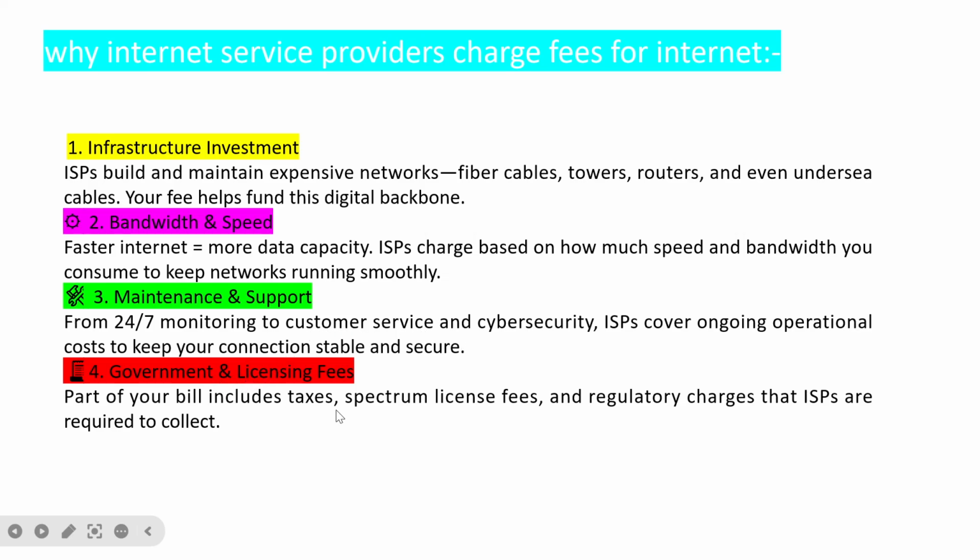Also, government license fees. Companies pay taxes and spectrum license fees, like for 4G spectrum. Different companies buy different wavelength spectrum for their networks, and ISPs are required to collect regular charges. To pay these taxes, they charge customers a minimal amount for internet service.